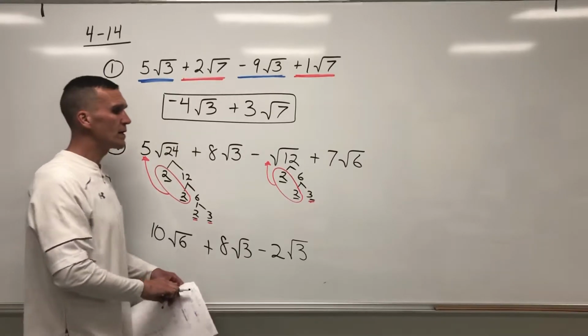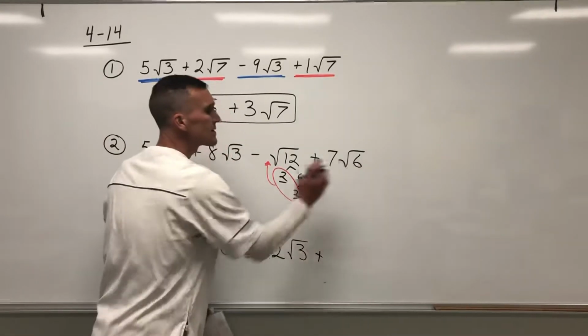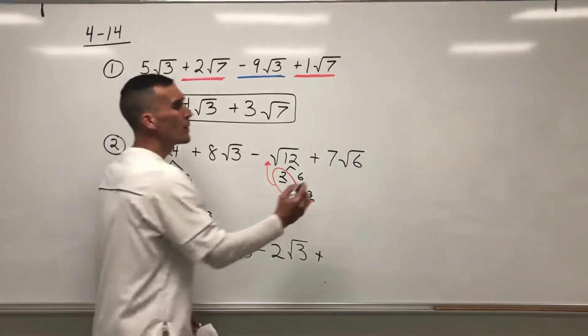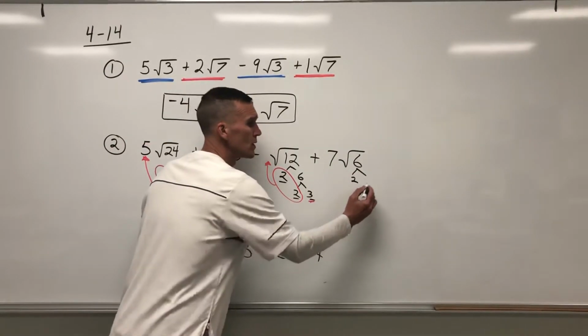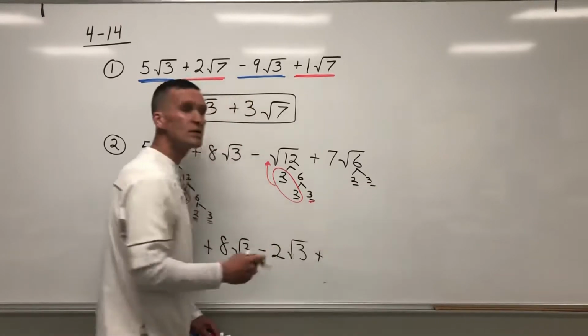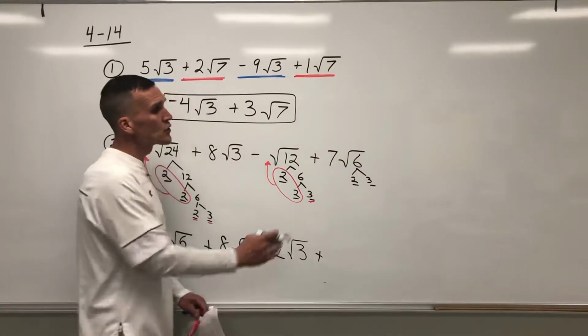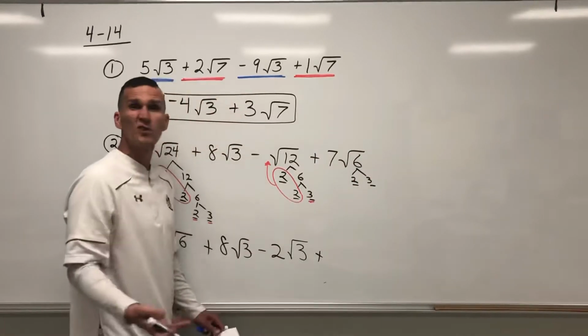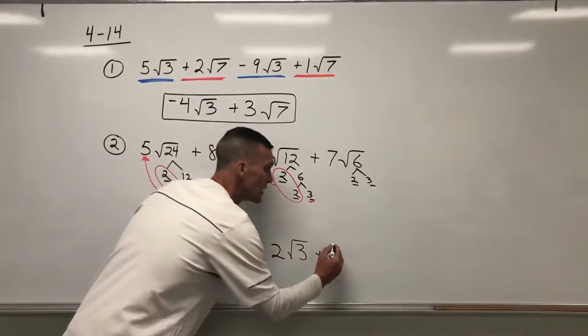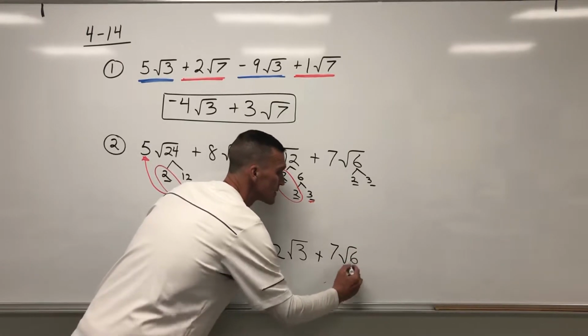Now, the last one, I put plus, and 6 is a composite number. But when I break it down to prime factorization, 2 and 3 are both prime numbers, there are no pairs. So that means that they both stay trapped, and 2 times 3 is 6, so rad 6 doesn't reduce. So I keep 7 rad 6.